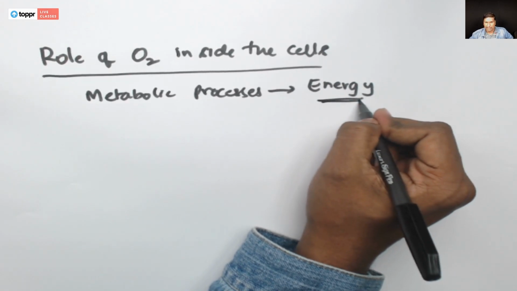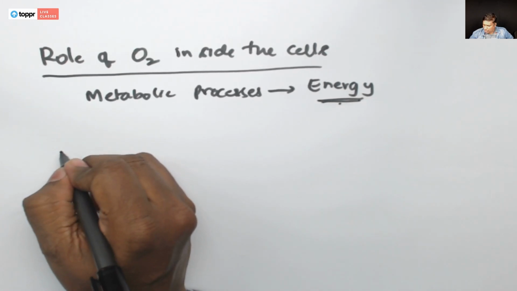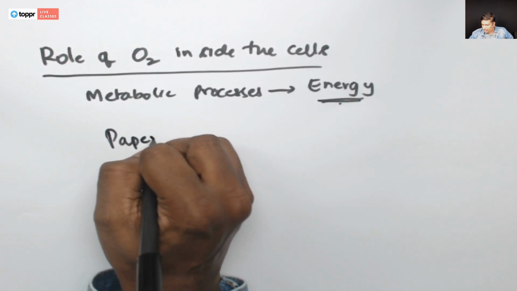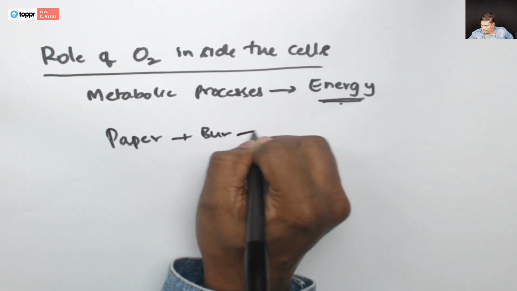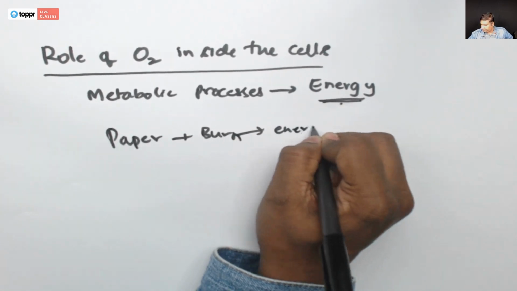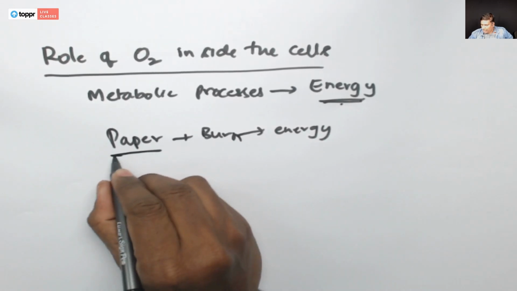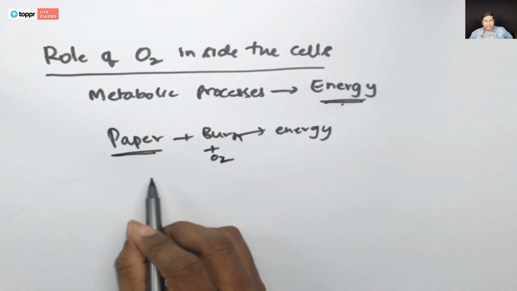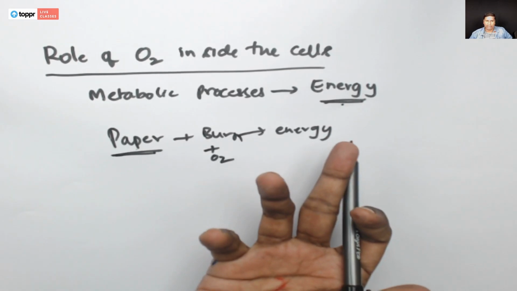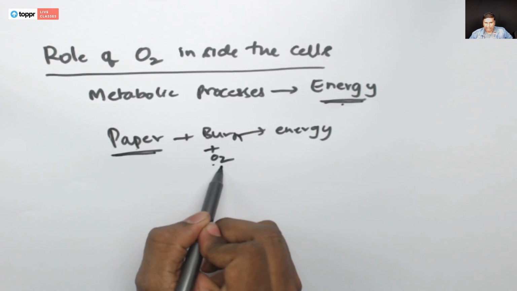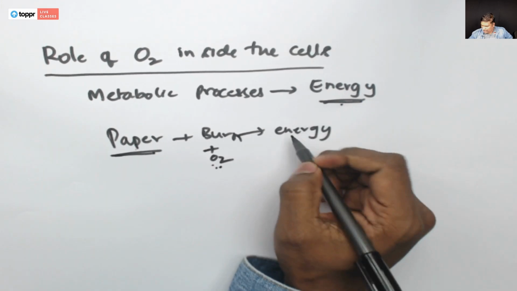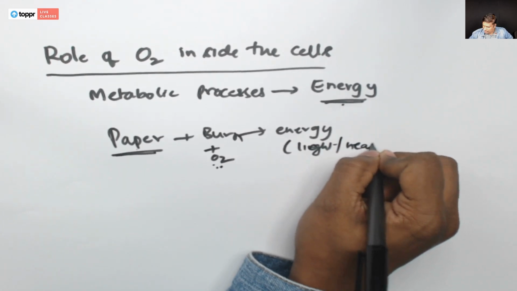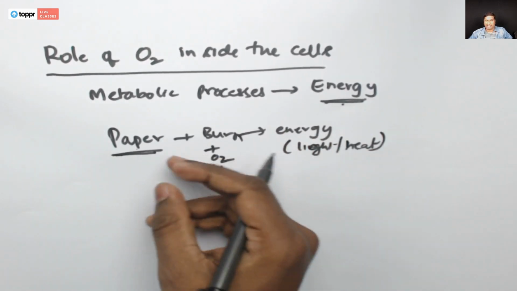The whole purpose of the cell having so many pathways is for yielding energy. Now, in order to get the energy, it's like this. You take a piece of paper and then burn it. When you burn it, you are actually getting energy. Now what you have to understand here is the burning process requires oxygen. Burning is nothing but oxidation. Without oxygen, there is no fire. The energy in this case can be light or heat, which is generated as a result of paper burning.